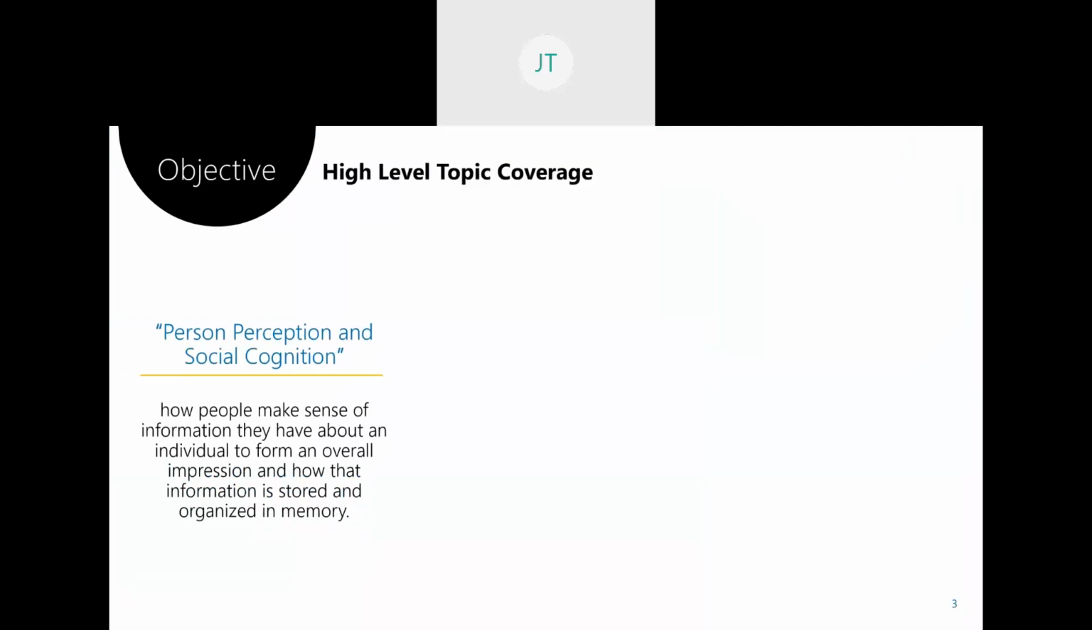Okay, so what do we have here? High level topics, what are we going to cover? We are going to talk about person perception and social cognition, which means how we make sense of the information that we receive, how an impression plays a role, and how it gets organized in memory. At a high level, impression formation using schemas and prototypes.